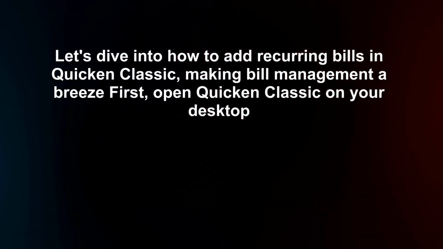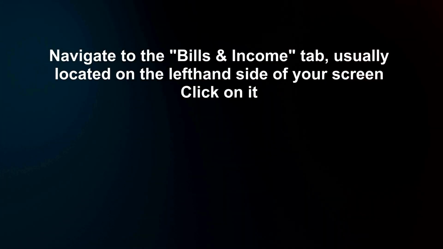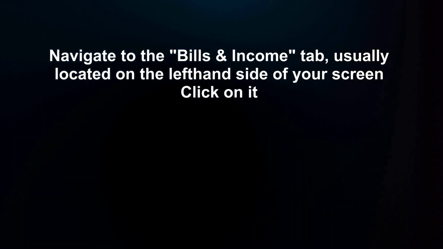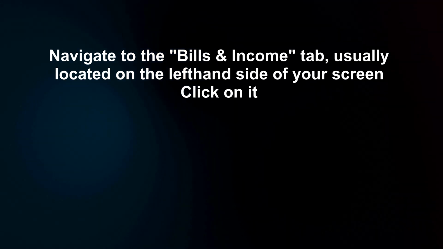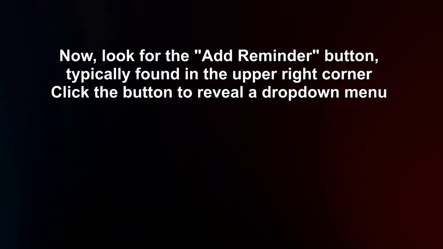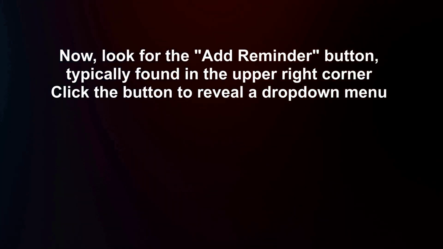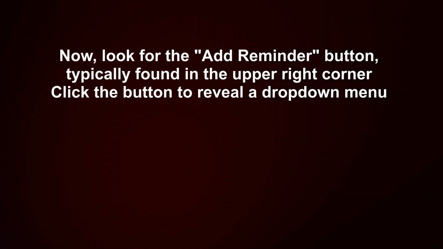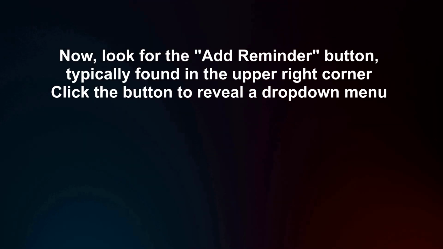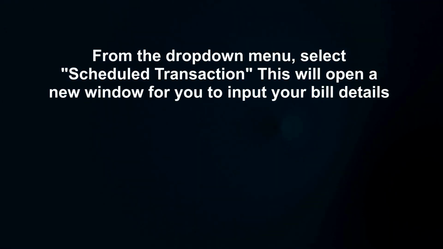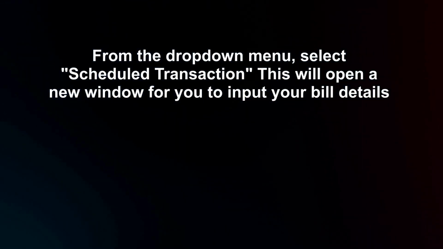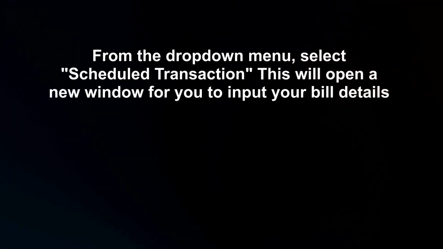First, open Quicken Classic on your desktop. Navigate to the Bills and Income tab, usually located on the left-hand side of your screen. Click on it. Now, look for the Add Reminder button, typically found in the upper right corner. Click the button to reveal a drop-down menu. From the drop-down menu, select Scheduled Transaction. This will open a new window for you to input your bill details.